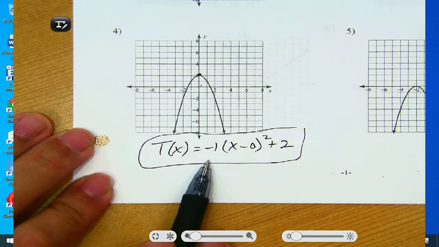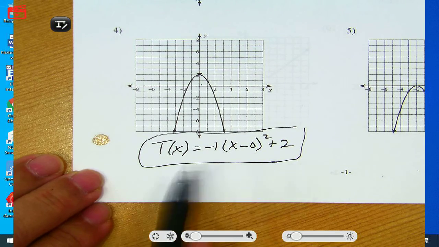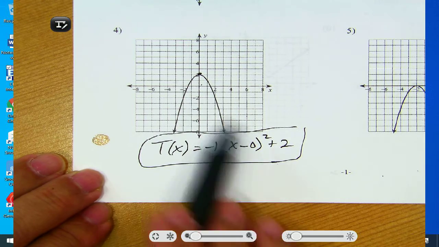So the negative 1 reflects the fact that it's turning downwards. The minus 0 means it didn't move sideways at all, and the plus 2 means it moved up 2.